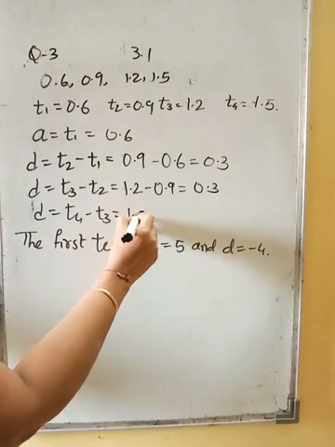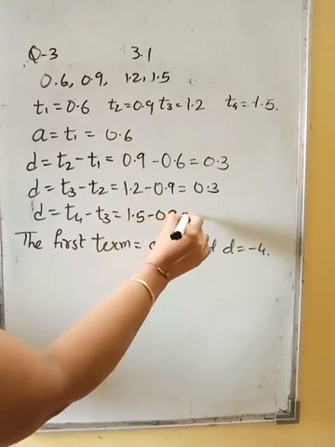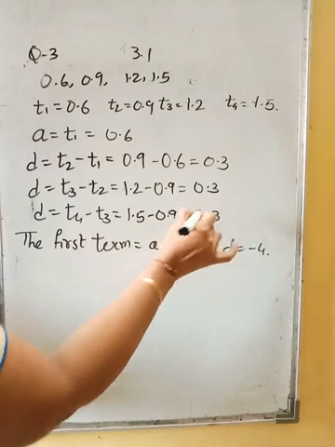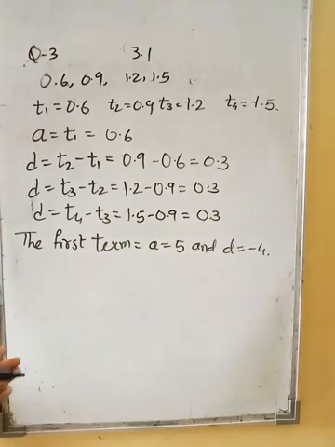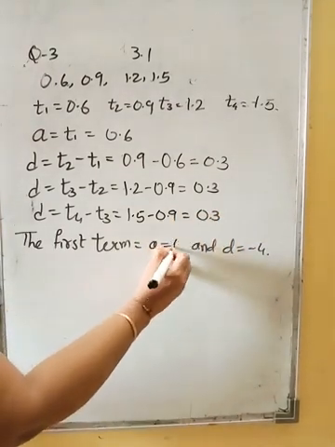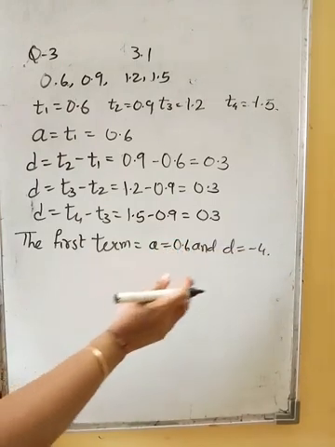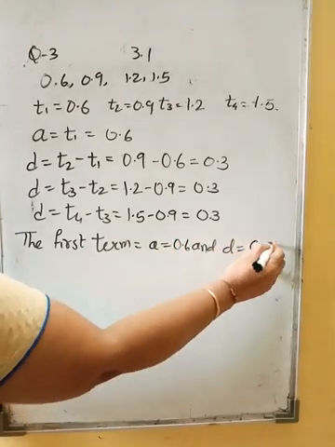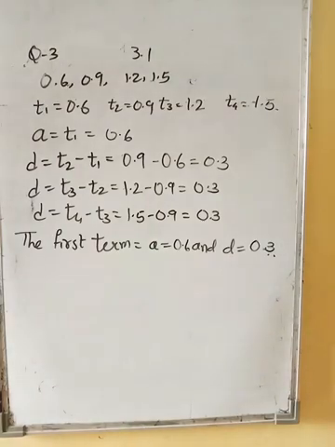Next, 1.5 minus 1.2. So that is 0.3 again. So what you got, the first term is 0.6 and the common difference is 0.3. Write it down. As you will do the sums now, you will find this chapter very easy and mechanical. If you know the method, you can just go ahead. So now you understood the method. I hope that now you can do it in all.